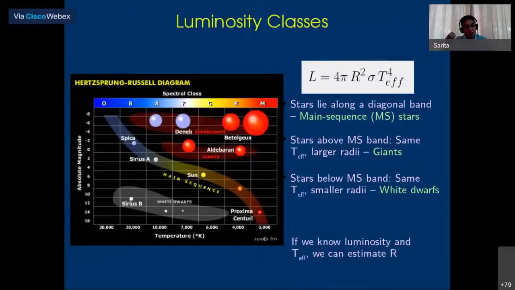So you can immediately tell that the surface temperature of Sirius B is much larger, right? It is actually a white dwarf star. So Sirius B is a white dwarf star, a binary companion to Sirius A. Then you must have heard of Spica and Proxima Centauri. You can see some of the stars you know and where they lie in this HR diagram.